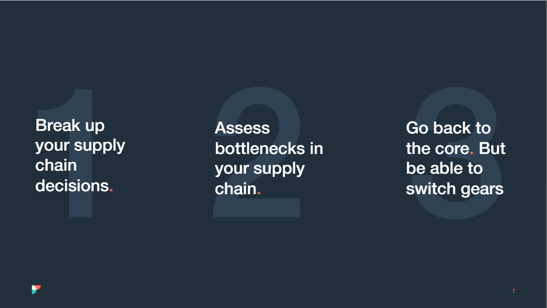So on the one hand, breaking up your supply chain decisions. The second one would be assess bottlenecks in your supply chain. And the third one is go back to the core, but be able to switch gears. Those are the 3 focus points that we would like to discuss and address today. Now let's start with that first one. Now that we have actually established that the ability to respond rapidly is key, it would be very interesting to actually look at the decisions that we need to make. A logical response actually to less control is to see if you can tighten the agreements and have more focus on commitment.